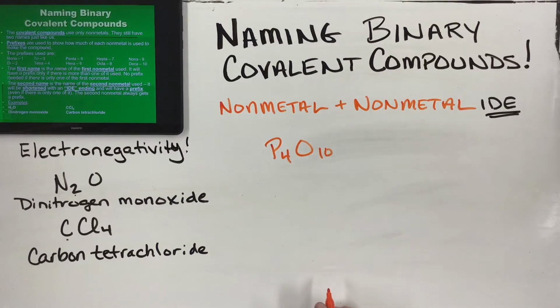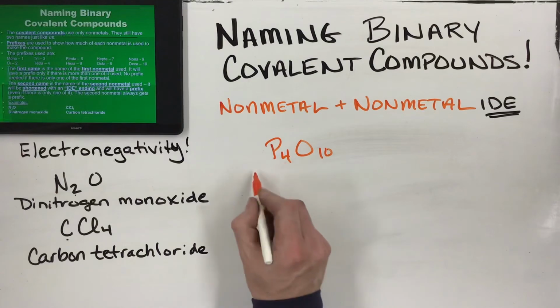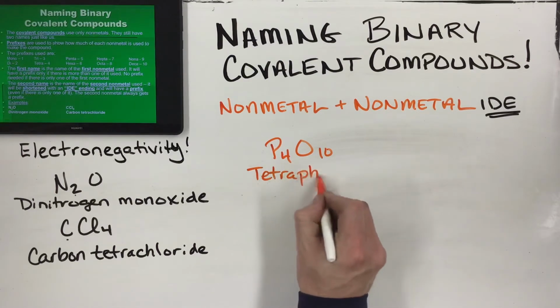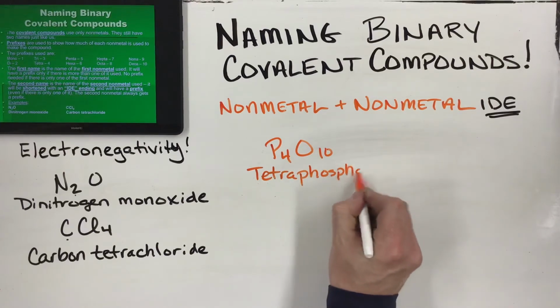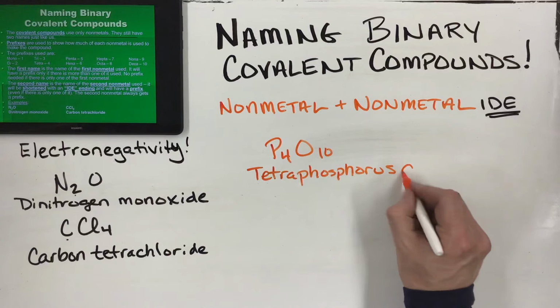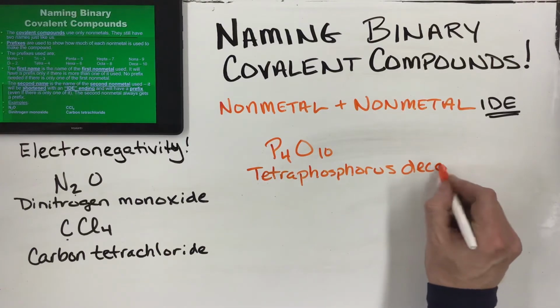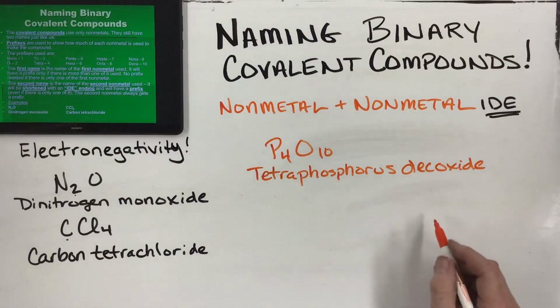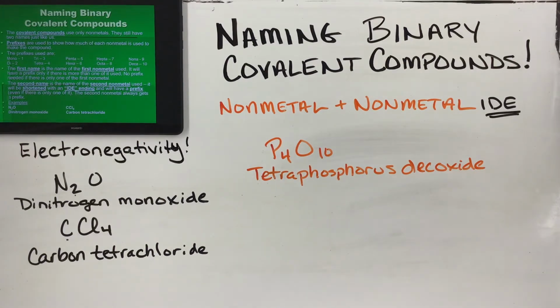All right, so we'll do a couple of others here. P4O10. P4, 4 is tetra. P is phosphorus. Tetraphosphorus. I don't put ide on the first one. Tetraphosphorus. 10 oxygens, decoxide. I get rid of the A. It's not decaoxide. I don't put the 2 vowels together like that.